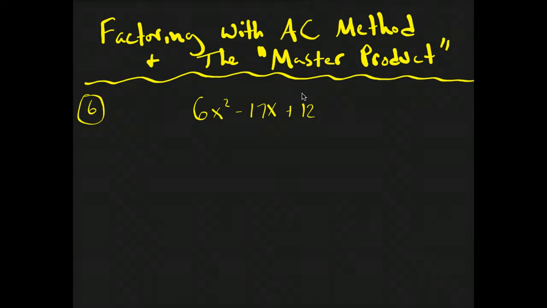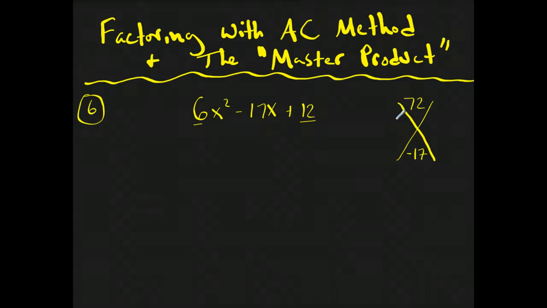My first step with the AC method is I have to take my A coefficient of 6 and my C coefficient of 12 and multiply them together. So 6 times 12 is going to give me 72. Negative 17, my B coefficient, goes on the bottom of my little organization chart here. So I'm looking for two numbers that multiply to 72 and add to negative 17.